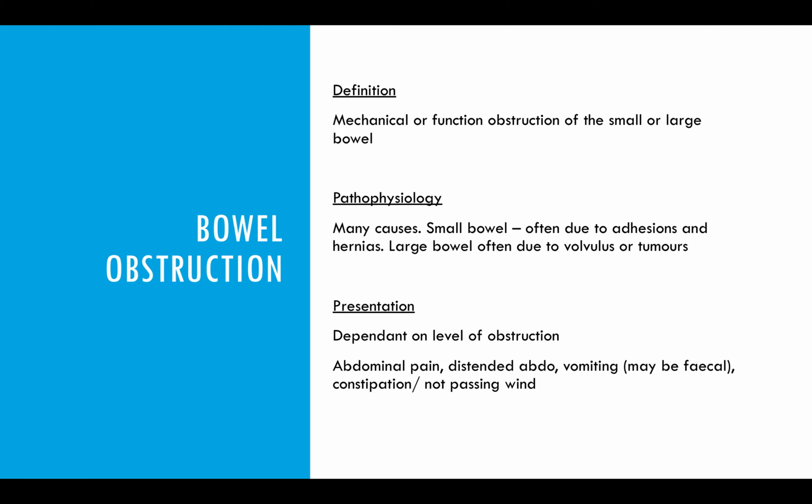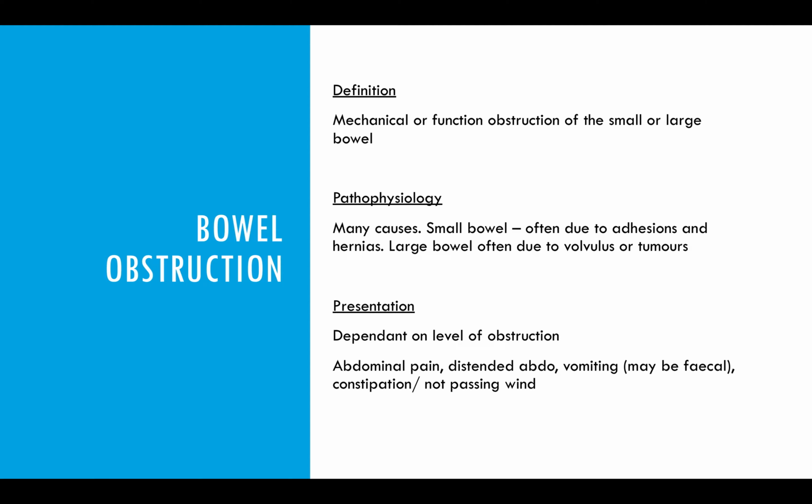because some of the products that we used were more irritant, I guess, to the internal organs, and there was an inflammatory response as a process. And the other thing is hernias. Large bowel obstruction is more often due to a volvulus, which is a twisting of the large bowel, or tumours. So often a large tumour has caused the bowel obstruction.